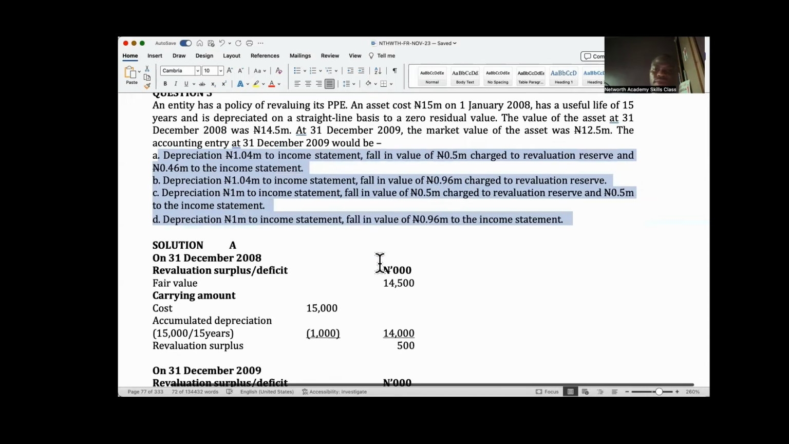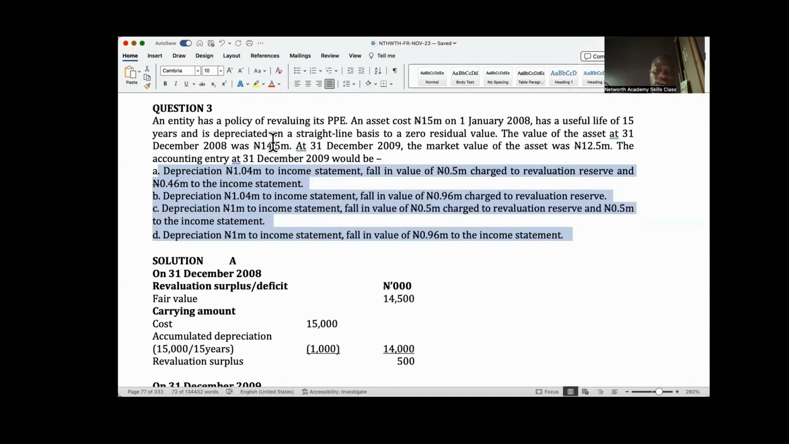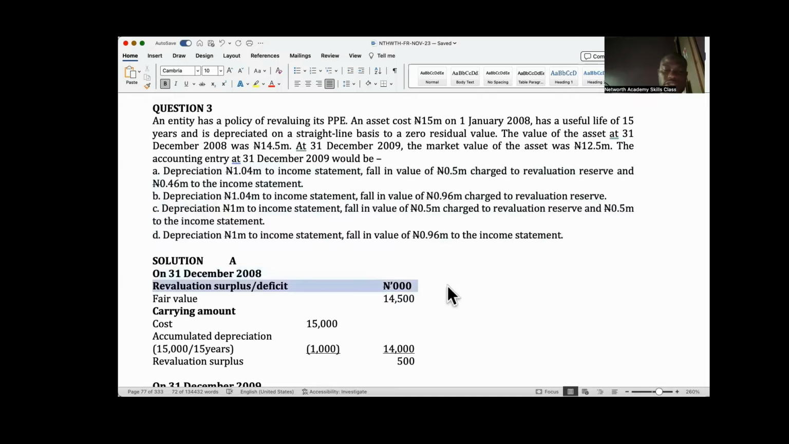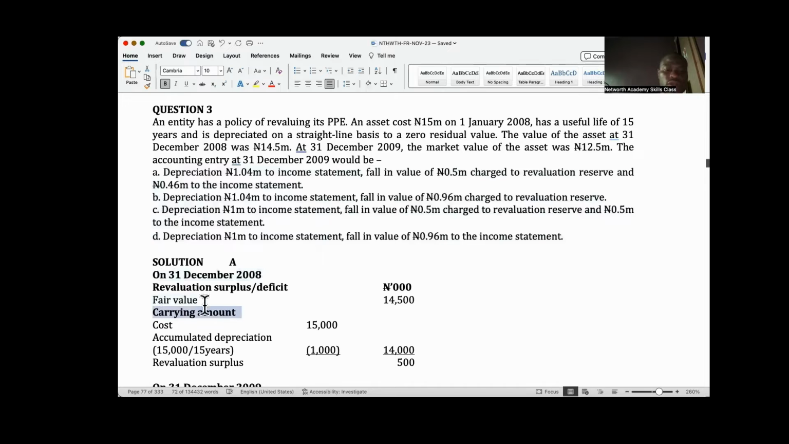So firstly, I can see there's a revaluation. And I've told you earlier that whenever there is a revaluation, the first thing you should do, just to make everything look easy for you, is to get a revaluation surplus or deficit. On the date where they first revalued, I will get my revaluation surplus or deficit. The way I do that is by comparing my fair value to my carrying amount. My fair value from the question was 14.5 million.